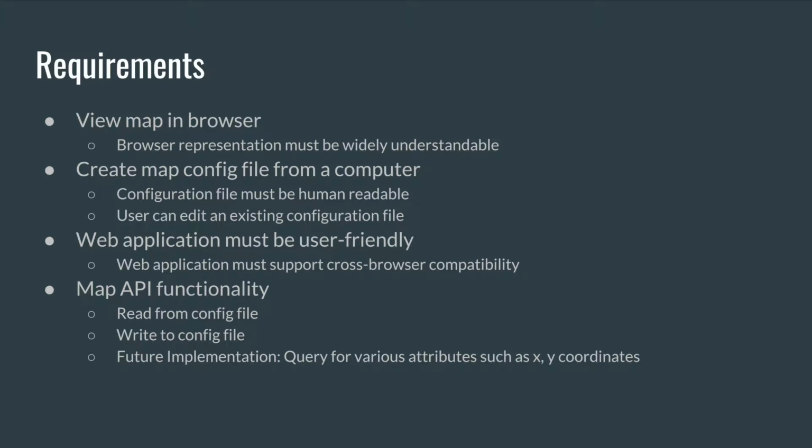And then the web application must be user-friendly. No one should look at it and be confused about what's going on. And as I was saying before, it needs to support cross-browser compatibility and functionality. And for the map API functionality, it needs to be able to read a config file and write to a configuration file. And again with the requirements, we also need to consider the future, in which case we need to be able to query for various attributes such as an XY coordinate, meaning, is this XY coordinate in a room, a wall, a door, and other things like that.